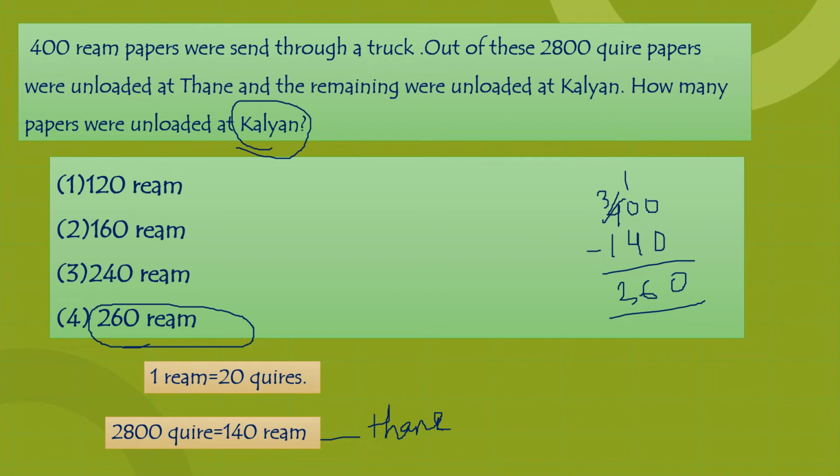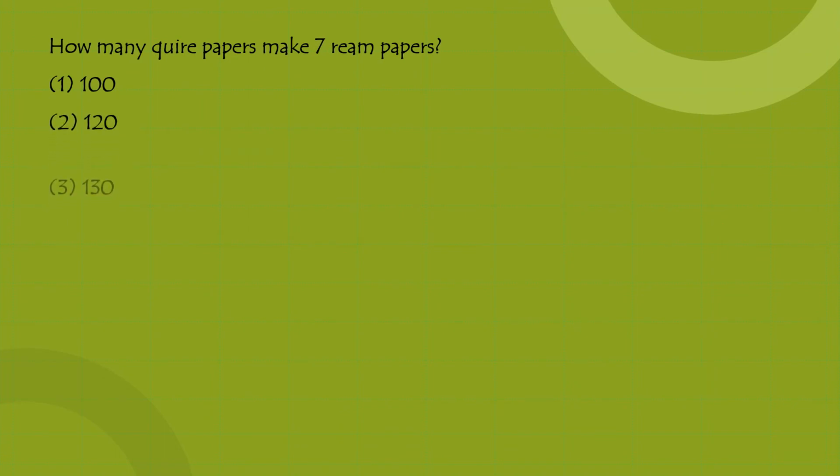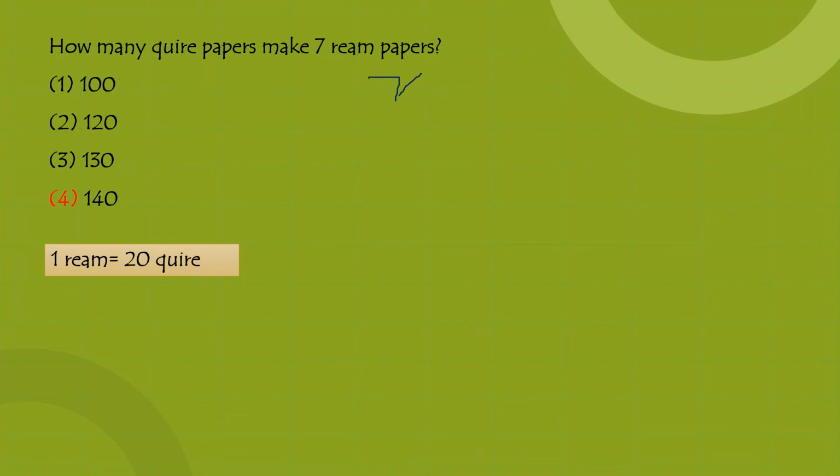I hope it is clear to everybody. How many quires of paper make 7 rims of paper? So 100, 120, 130 or 140. You should know that one rim of paper has how many quires? 20 quires of paper in it. So if I talk about 7 rims, it will be very simple for you all to do that. So 7 into 20, which is equal to 140, right? So 140 is the answer. So 140 is my fourth alternative. So the fourth alternative is the correct alternative.